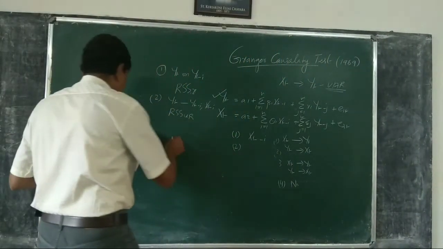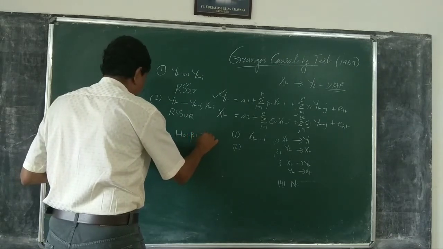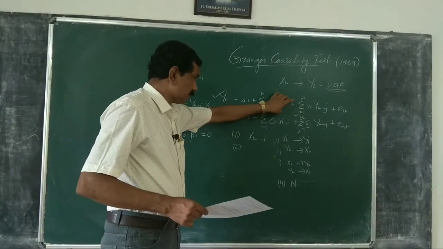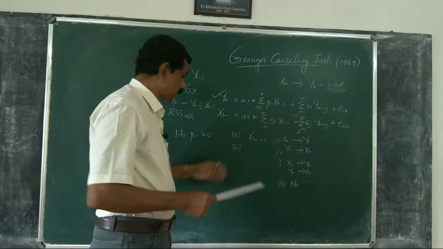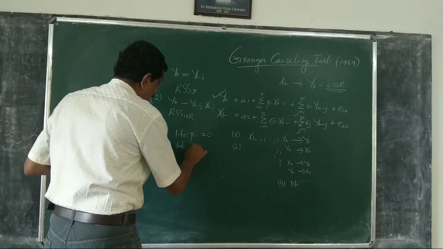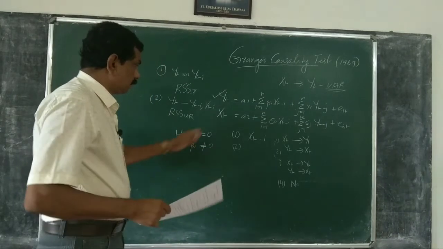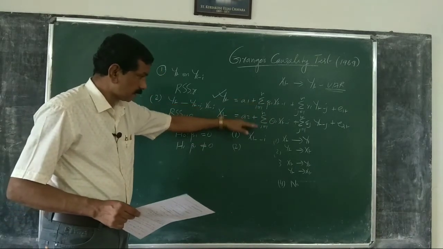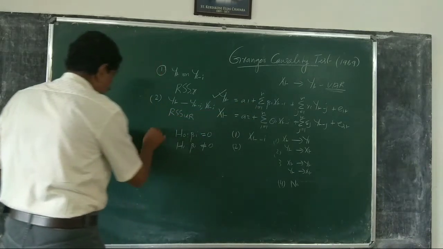Our null hypothesis is H0: beta i is equal to 0, that is, xt does not Granger cause yt. That is, sigma beta i is equal to 0, tested against H1: beta i not equal to 0. We are considering only the first equation. Remember that. The second equation will be considered later. Now we calculate, that is the third step.